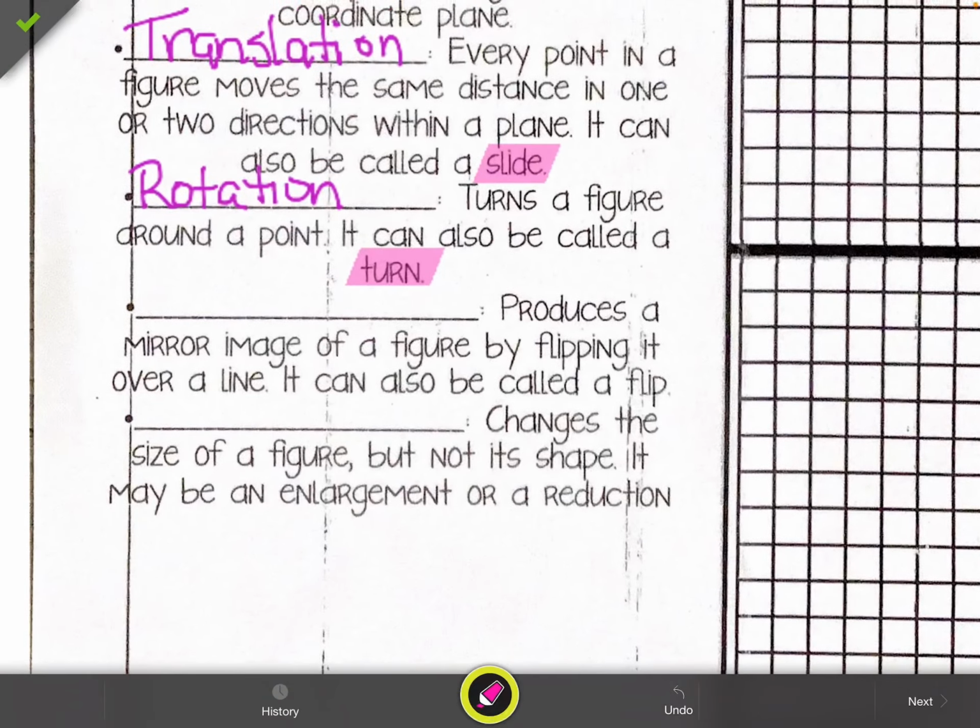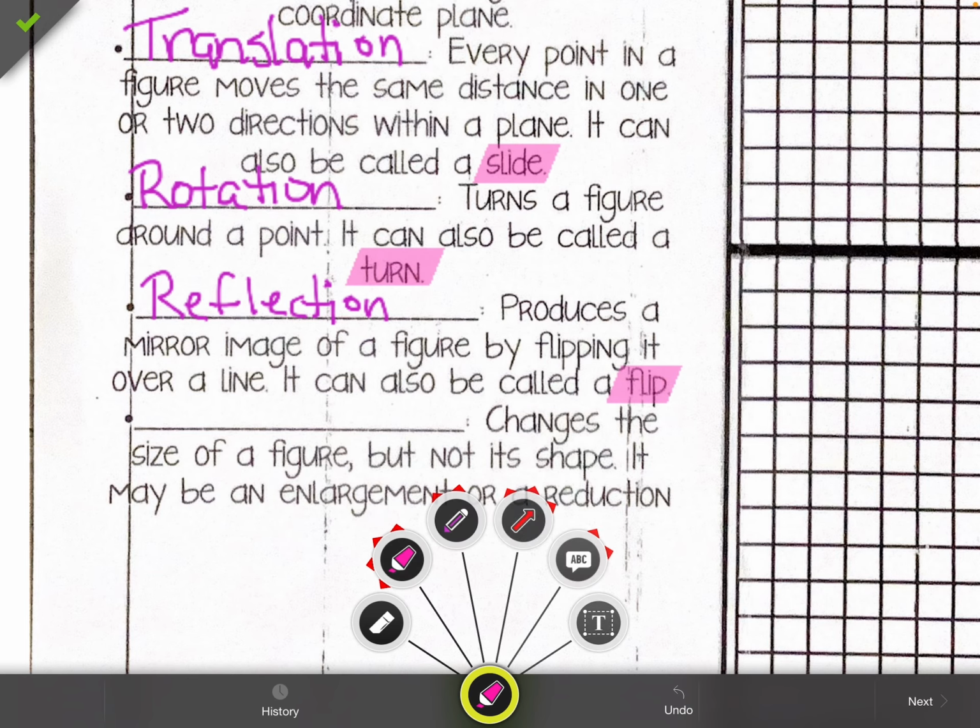The third transformation we're going to talk about is a reflection. A reflection produces a mirror image of the figure by flipping it over a line. Okay. Key word for reflection is flip.